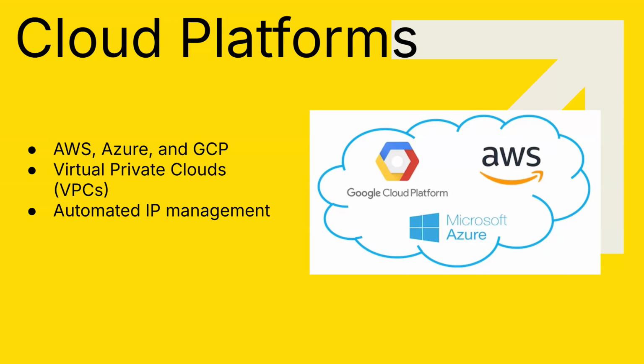These environments create isolated subnets and routing domains, and this allows a user to have flexibility and security when using these cloud platforms. One of their key strengths is automated IP management. For example, when a virtual machine is launched, the platform's orchestration service automatically assigns an IP address and connects it to the appropriate subnet. All of that is just automated behind the scenes.